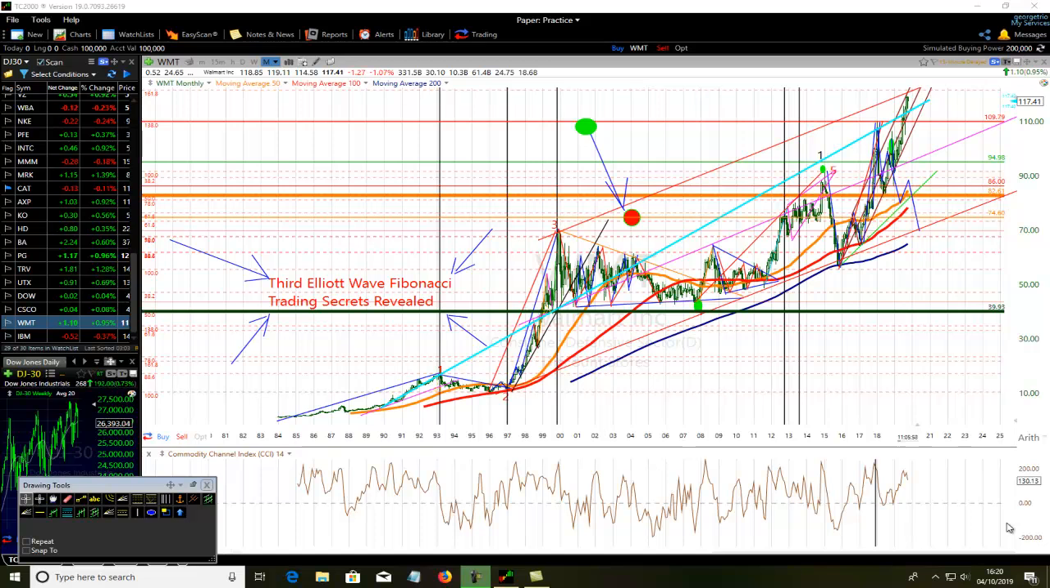The Fibonacci retracement and extension of the third Elliott wave are as valuable as those of the first wave. However, most Elliott wave traders only pay attention to the Fibonacci structures of the first wave. It is a negligence that must stop after this video.